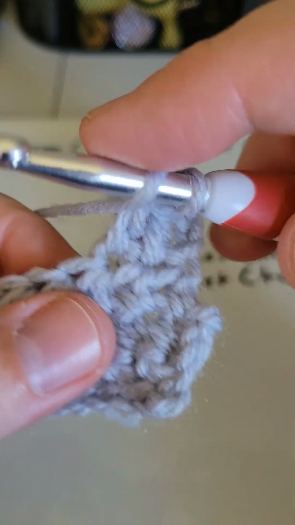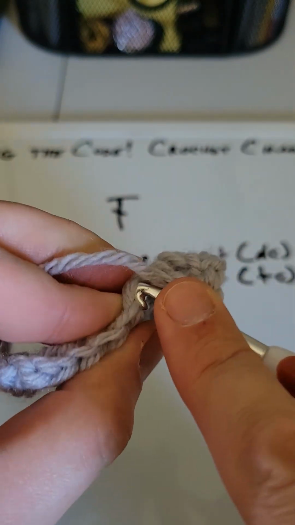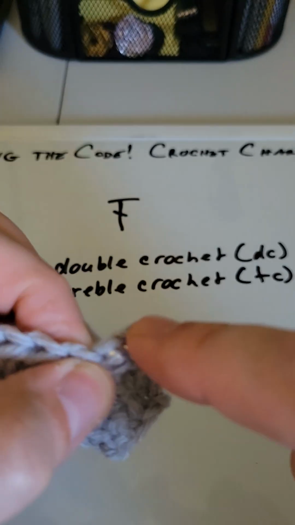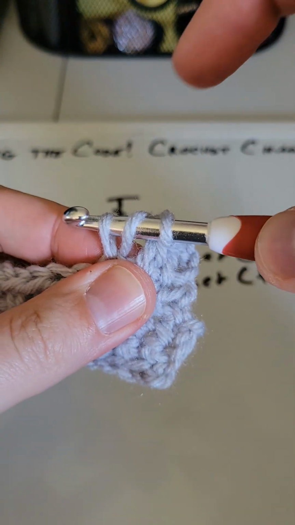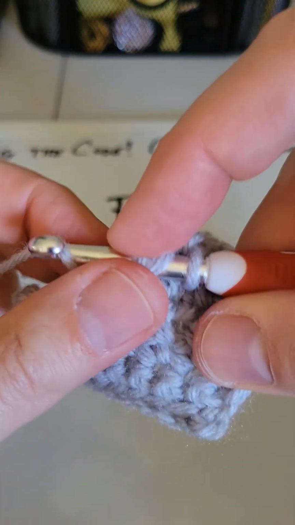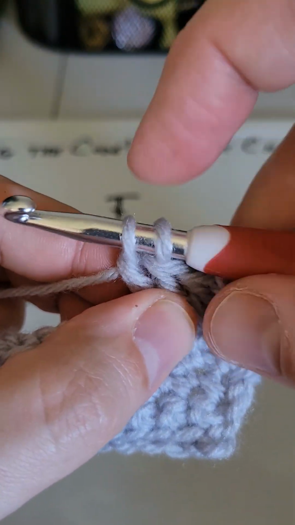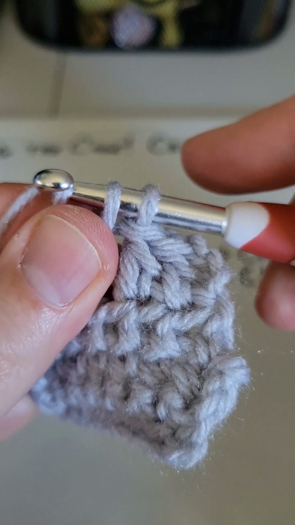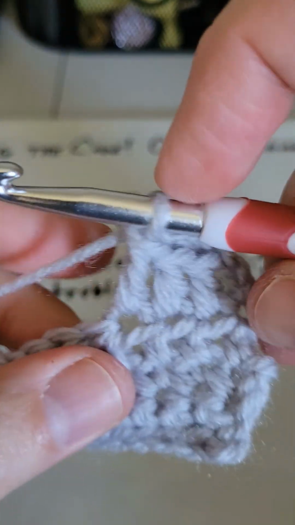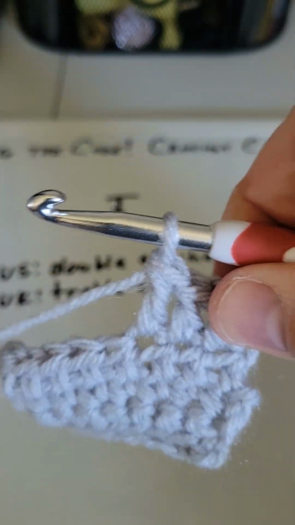Yarn over, go into your next stitch, pull the yarn through, then you'll have 3 loops on your hook, then yarn over, pull the yarn through the first 2 loops only, then you'll have 2 loops remaining on your hook, then yarn over, and then pull through the last 2. And that is how you work the double crochet.